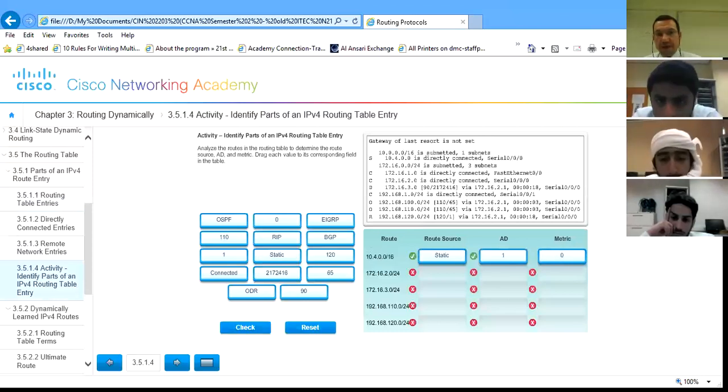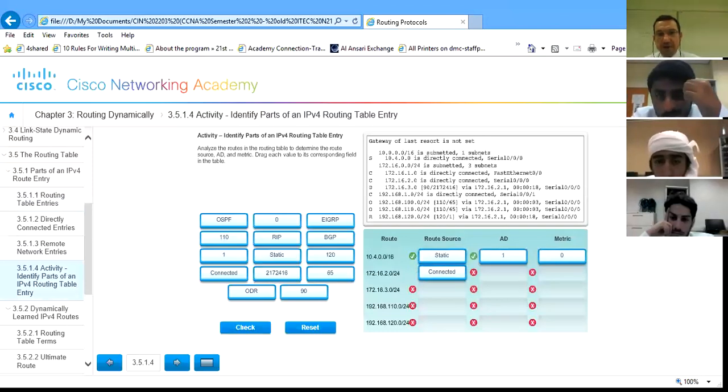Okay. Muhammad, you take the second one. 172.16.2.0. What is the route source? Directly connected, so it's static. So it is direct, so it is connected. Okay, this is static. 172.16.2.0 we're looking at. Directly connected. Yeah, it is a C. So C, it is connected directly.